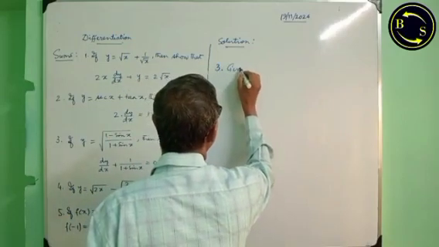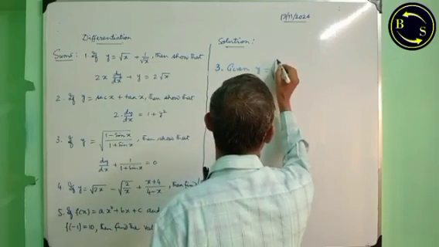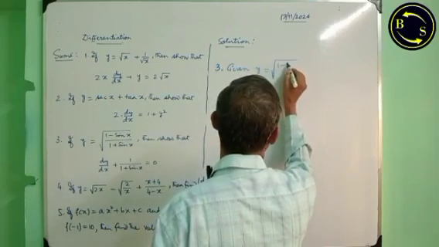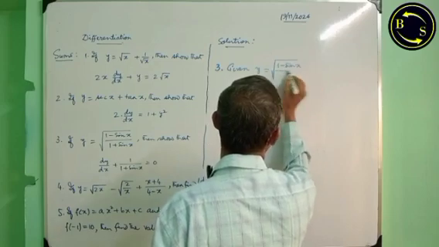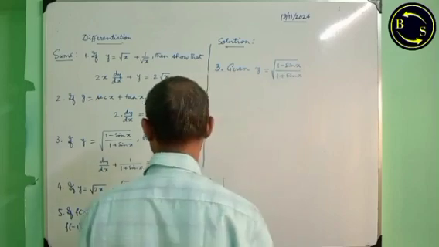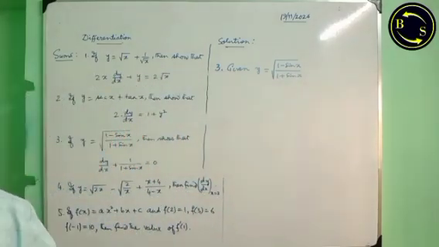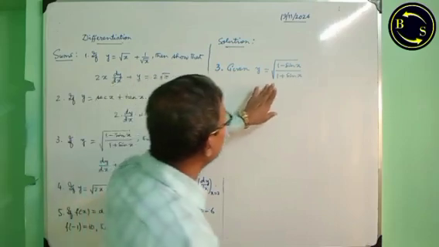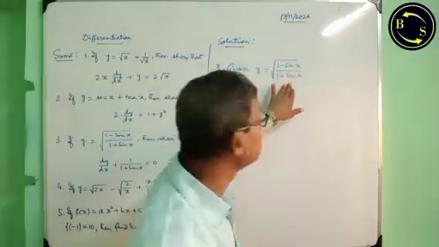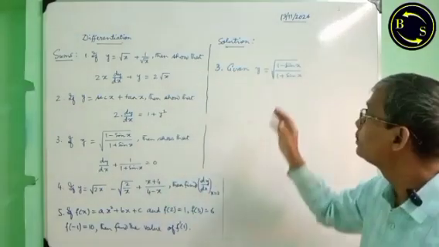Given y is equal to the square root of 1 minus sin x by 1 plus sin x. We have to prove this result. First of all, we see that this is a trigonometric function and this can be simplified. First I simplify this one.